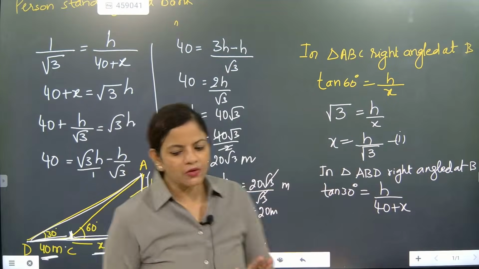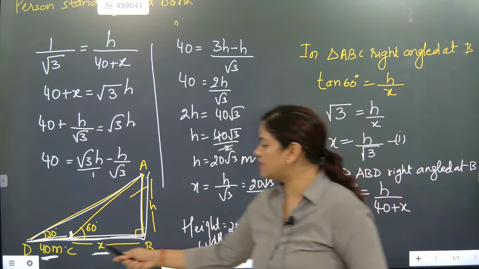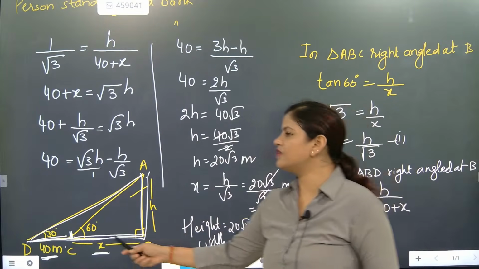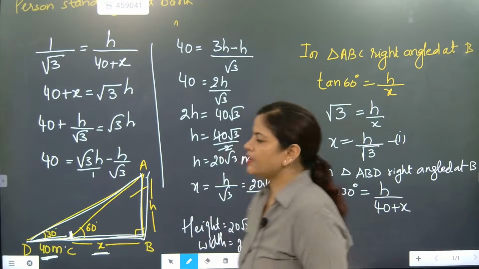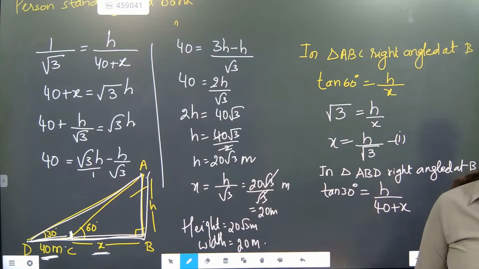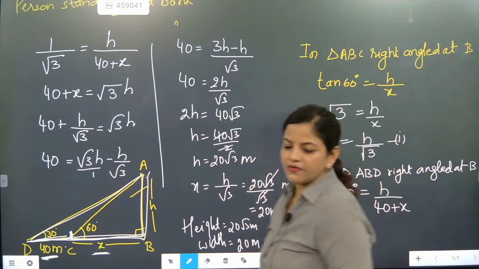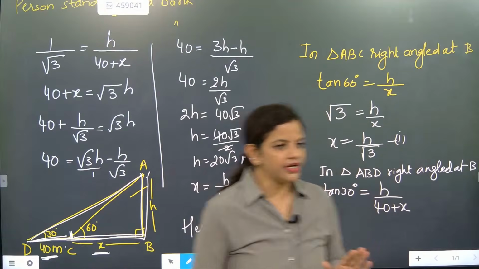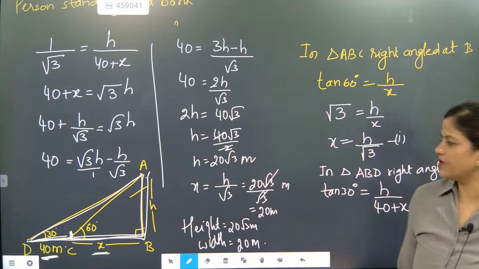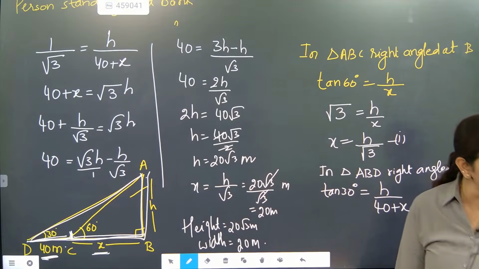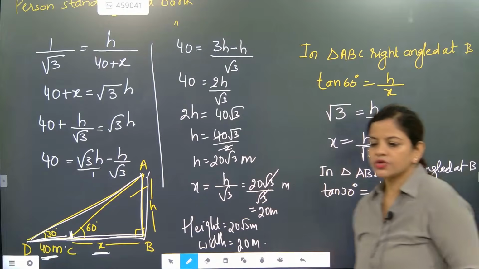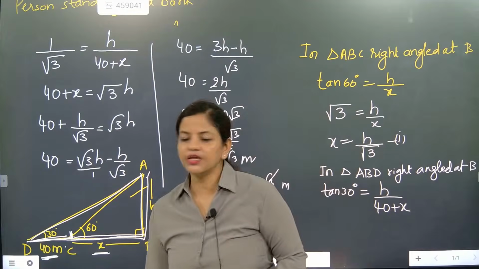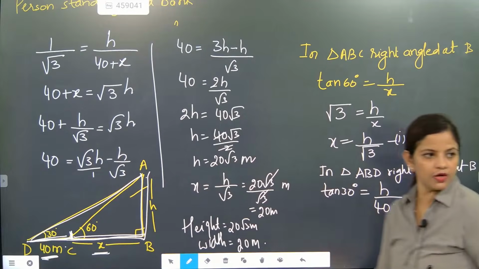Now they are asking, what is the width of the river and the height of the tree? Got it? So now the next important work. When the width of the river and the height of the tree is asked, how are we going to proceed? When somebody asks you this, what important work are you going to do?